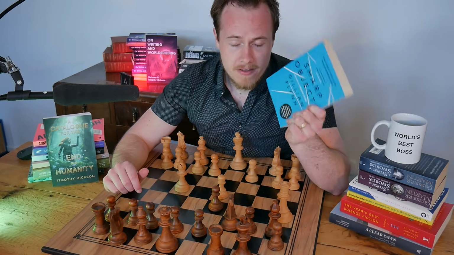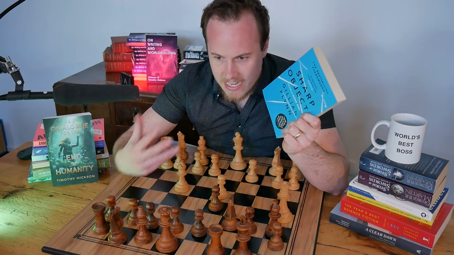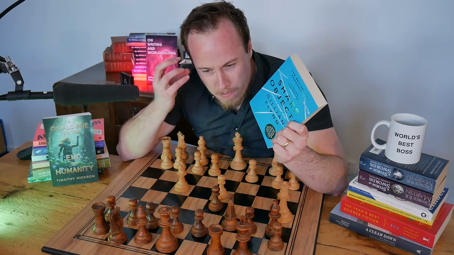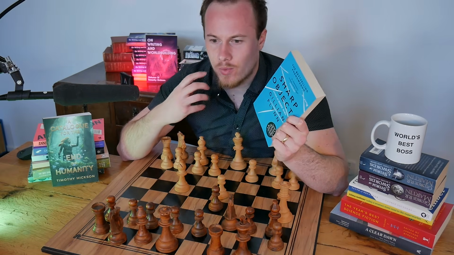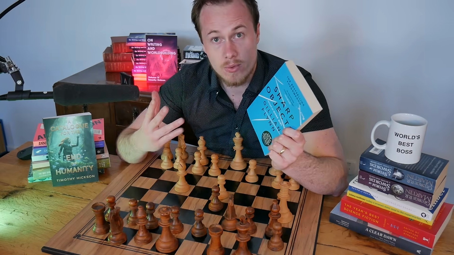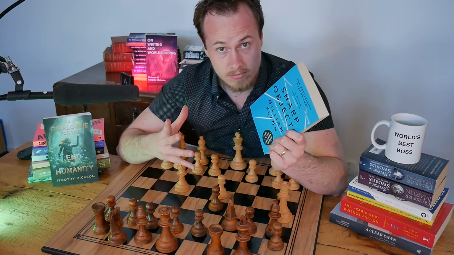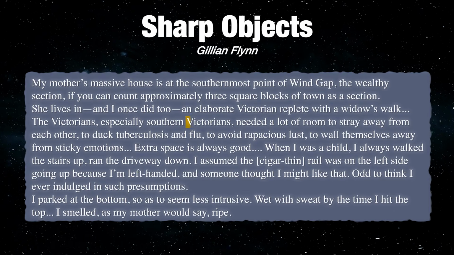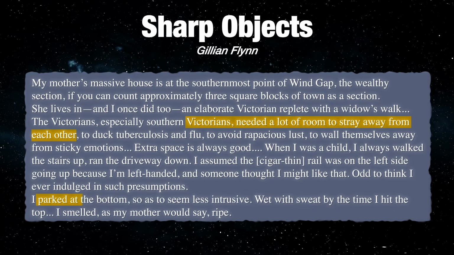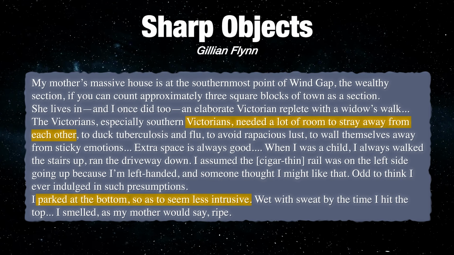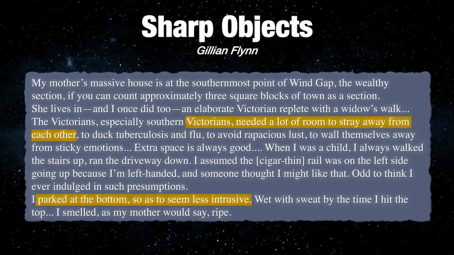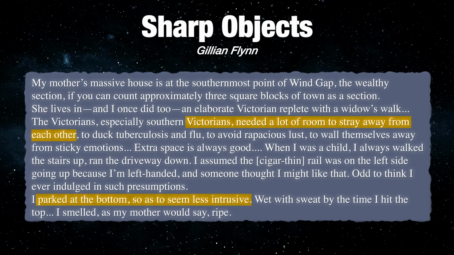Gillian Flynn is just one of my favorite authors ever. She has this deeply psychological writing. She gets into people's minds, into her characters' brains in ways that other authors don't. And that really comes out in how she sets a scene, like this. Lines like, Victorians needed a lot of room to stray away from each other, or parking to seem less intrusive. They speak to the relationship she has with her mother. That distance core to the tension of the scene to come.